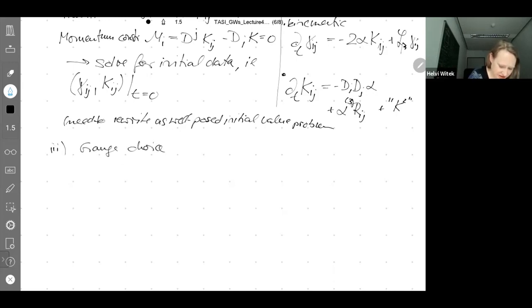Maybe just as a highlight, this essentially means we need to make a choice for the lapse function and the shift vector. And you might say, well, this is a gauge. We can choose anything that we want. Why don't we just choose the lapse to be 1 and the shift to be 0? That's the simplest thing we could possibly think of. Why don't we do this? Do you have any ideas?